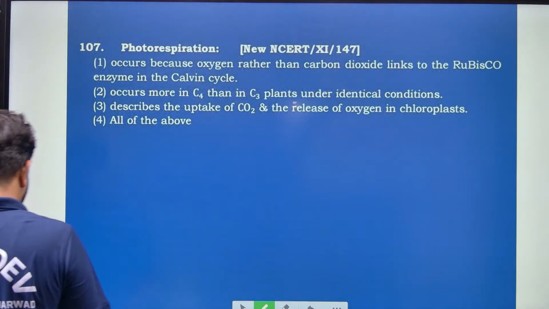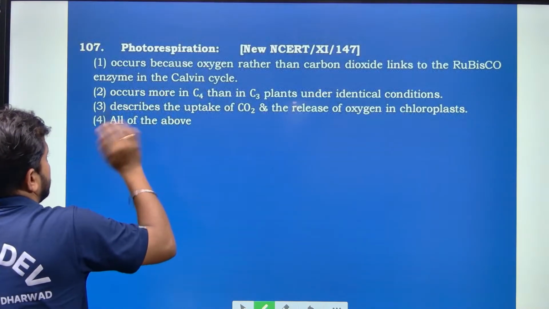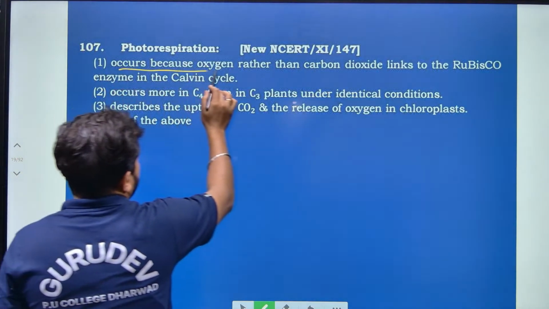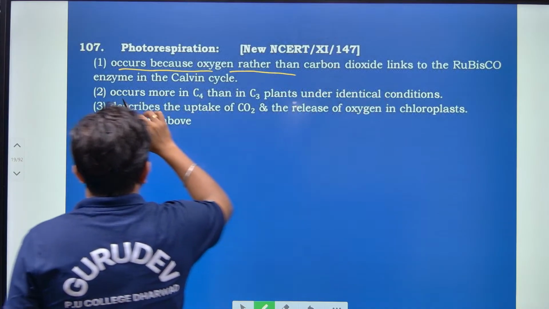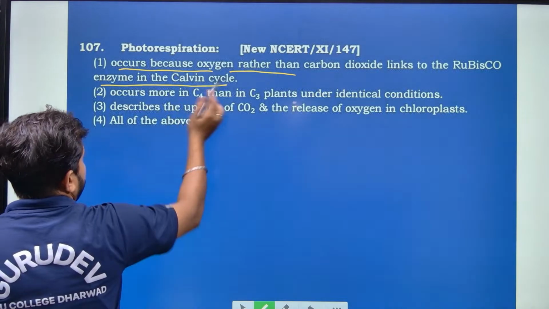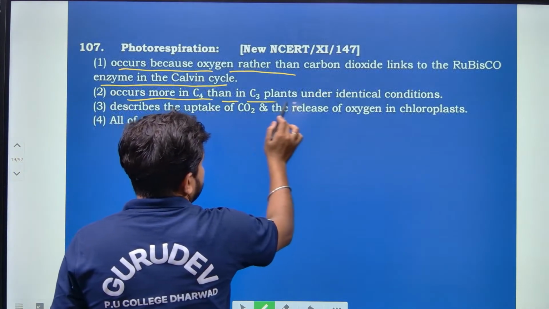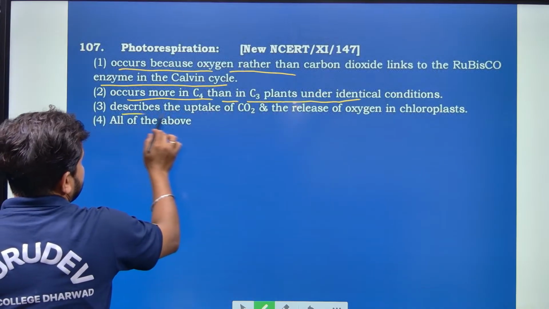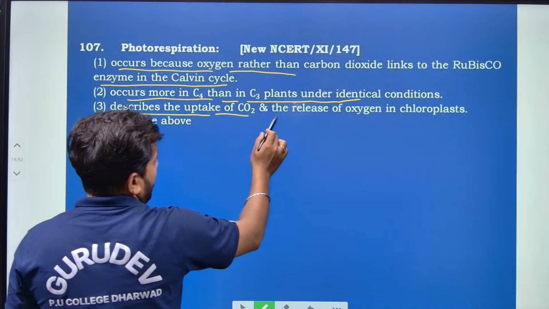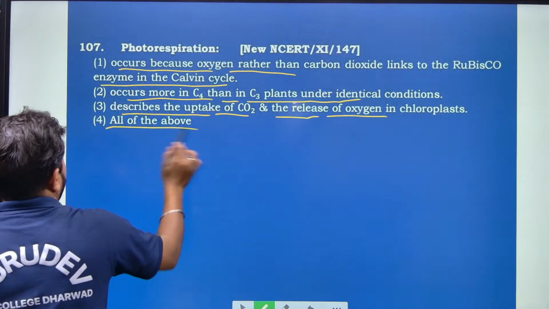Then moving on to the next question: photorespiration. What is actually photorespiration? It occurs because oxygen rather than carbon dioxide links to the Rubisco enzyme in the Calvin cycle. It occurs more in C4 than in C3 plants under identical conditions. It describes the uptake of CO2 and the release of oxygen in chloroplast. All of the above, right?